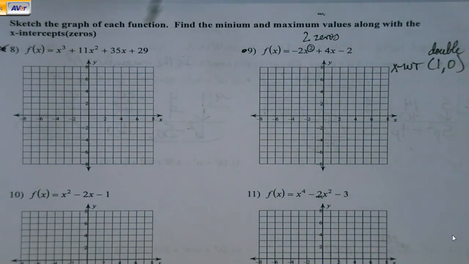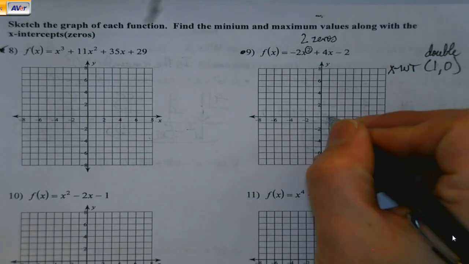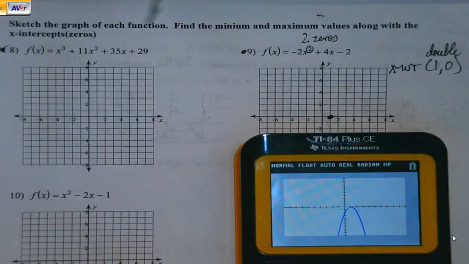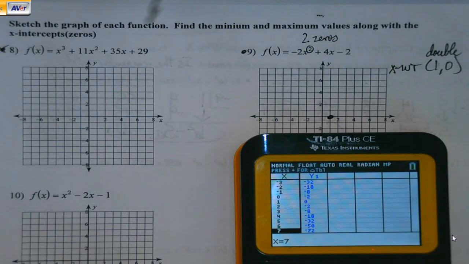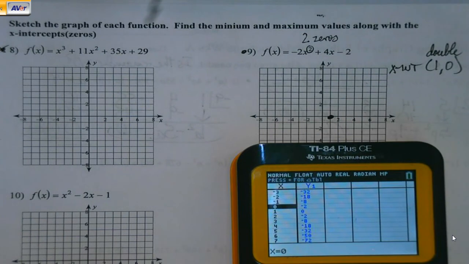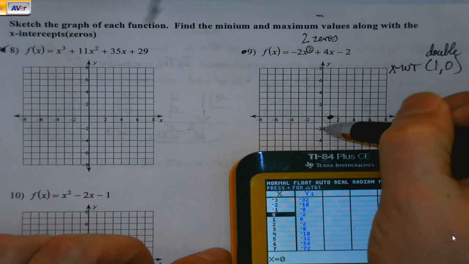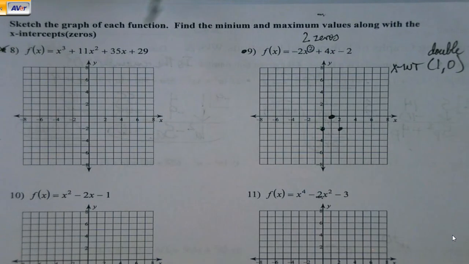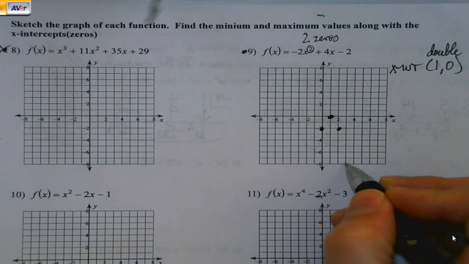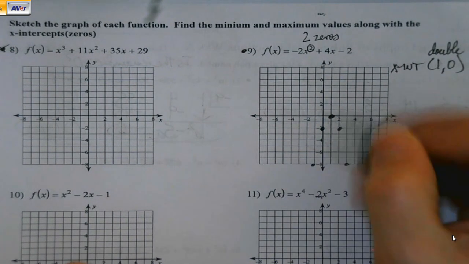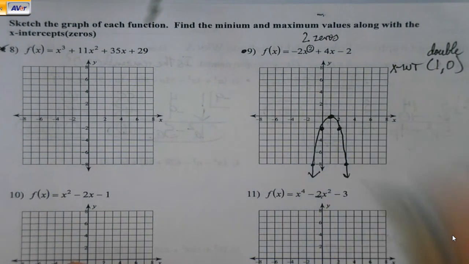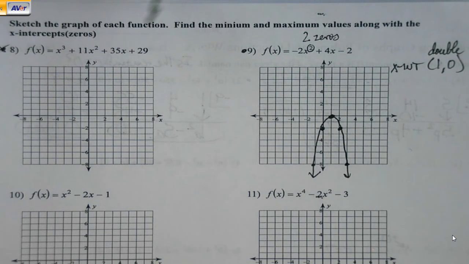So when I go to graph, I've got this 1, 0, and that's really the only point I've got to work with. So in this case, maybe going to my chart and grabbing an extra value or two may not be a terrible idea. Normally, we'll use our intercepts and our min and max to do this, but here's the other thing I'm going to learn from this.